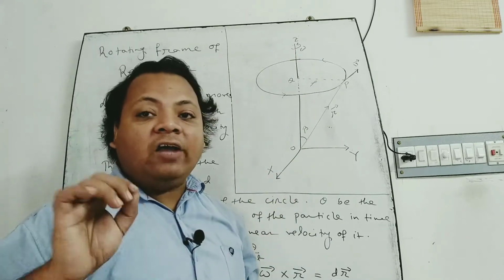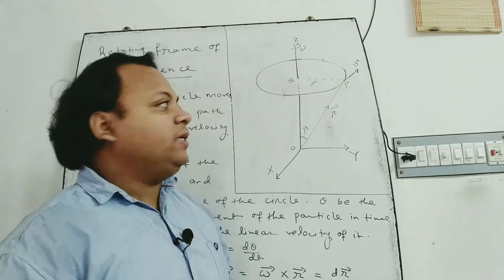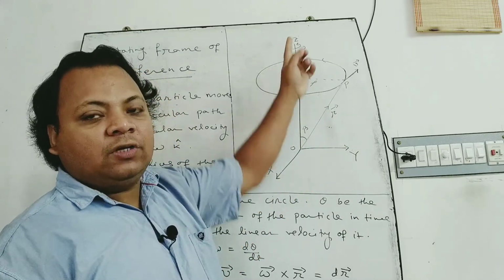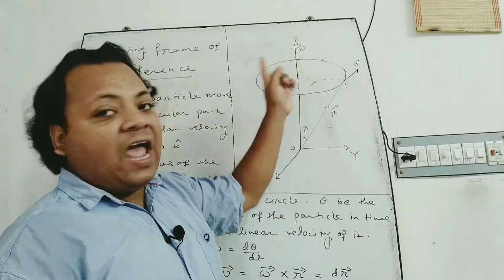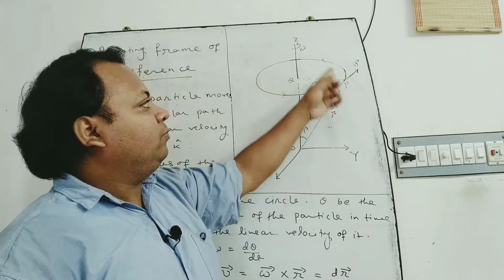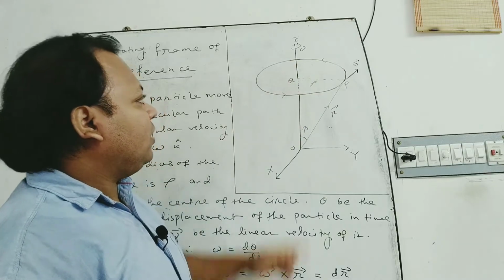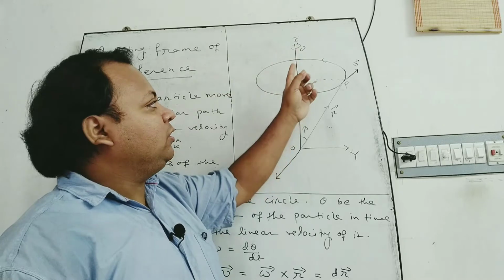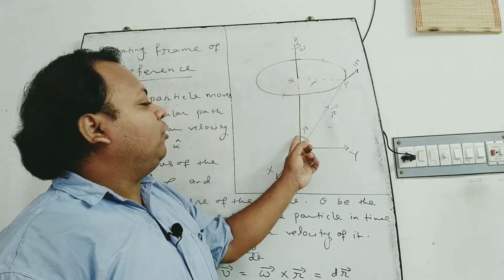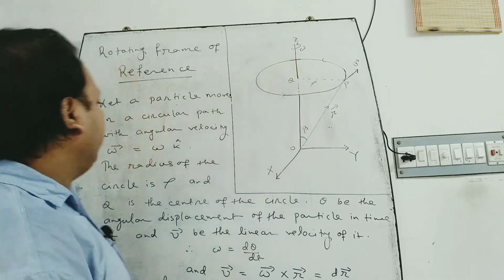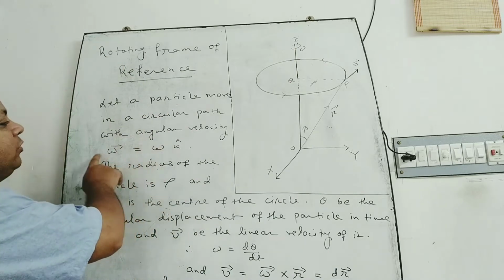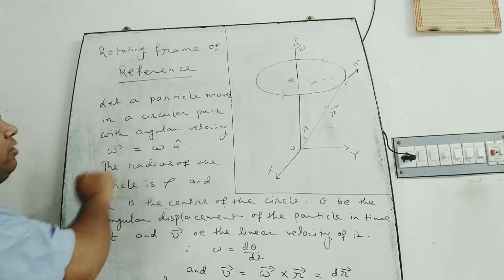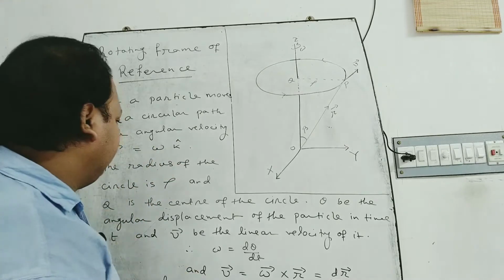Here the angular velocity of the particle, that is omega, acts along the OZ axis. Here OZ is the axis of the circle. That's why the direction of omega, the angular velocity, is along the OZ axis. Therefore we can write the angular velocity vector omega equal to omega k cap, where k cap is the unit vector along the OZ axis.